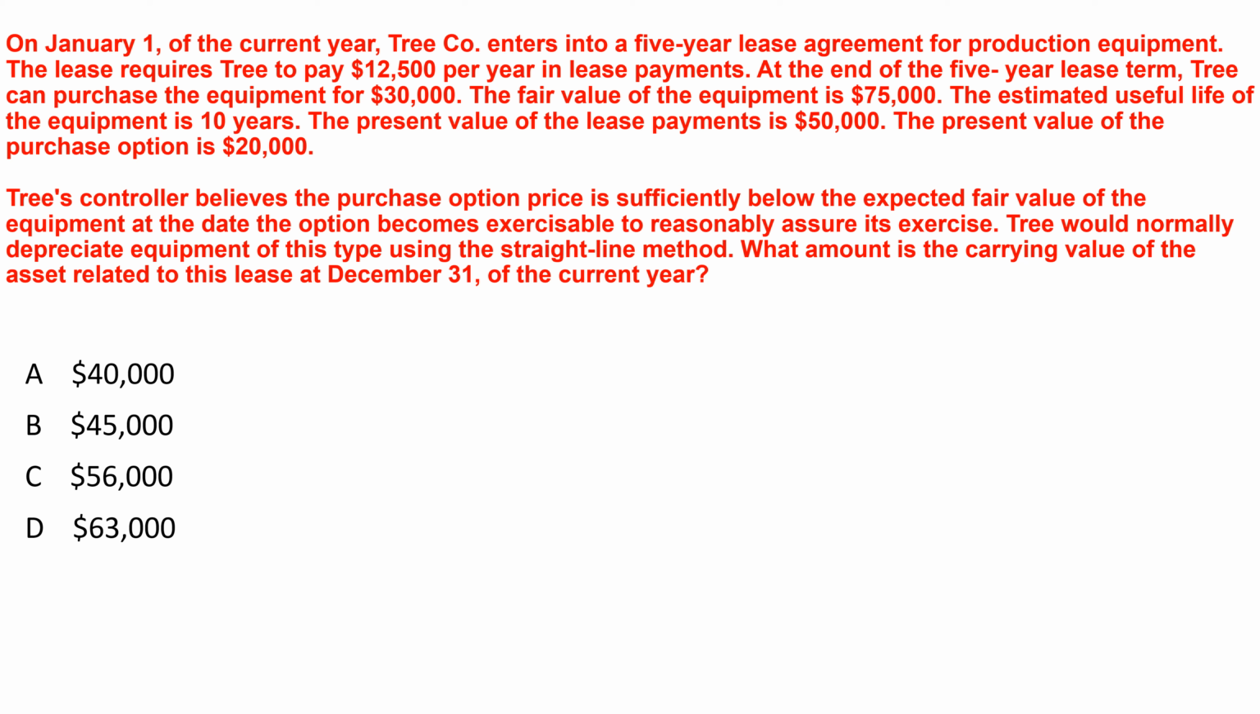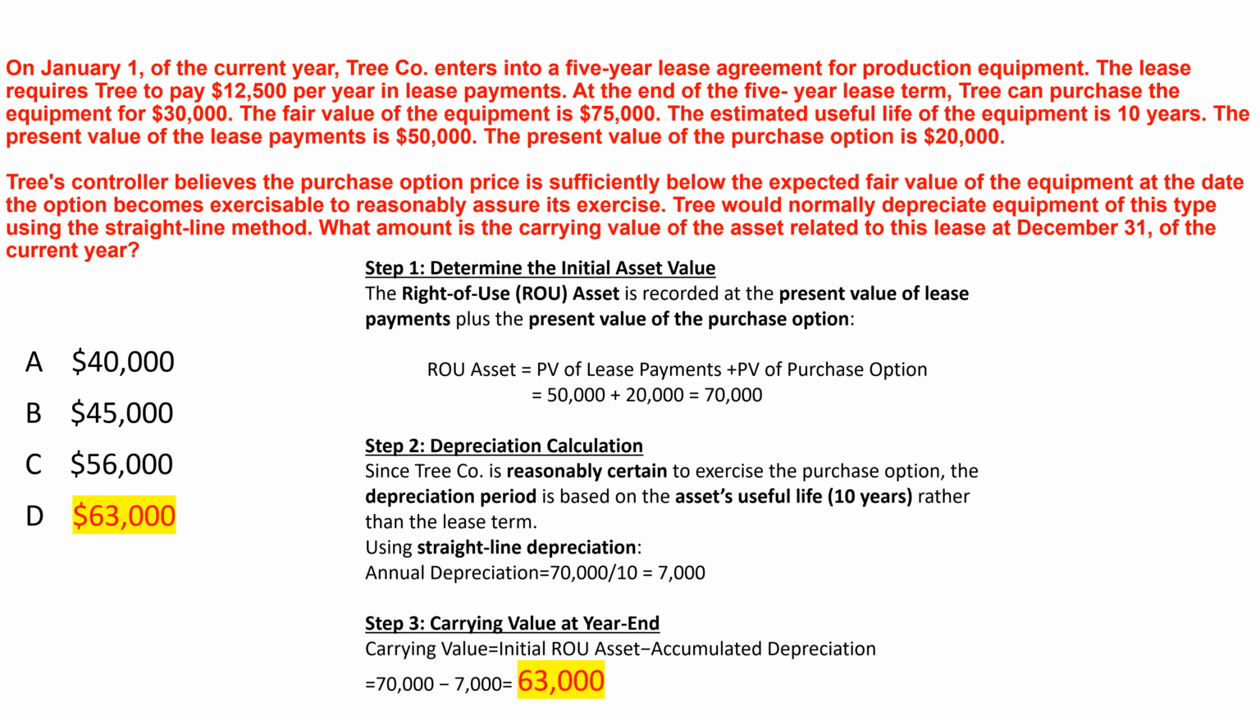Tree's controller believes the purchase option price is sufficiently below the expected fair value of the equipment at the date the option becomes exercisable to reasonably assure its exercise. Tree would normally depreciate equipment of this type using the straight-line method. What amount is the carrying value of the asset related to this lease at December 31st of the current year? The correct answer is D.